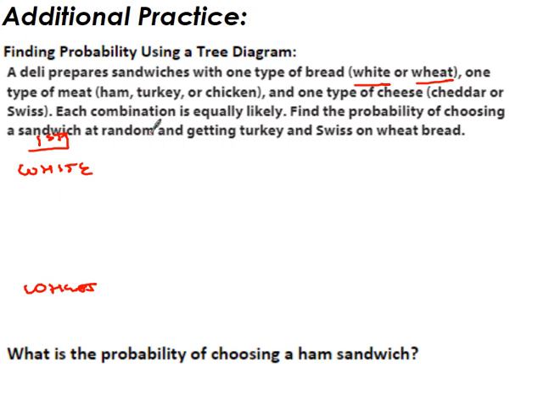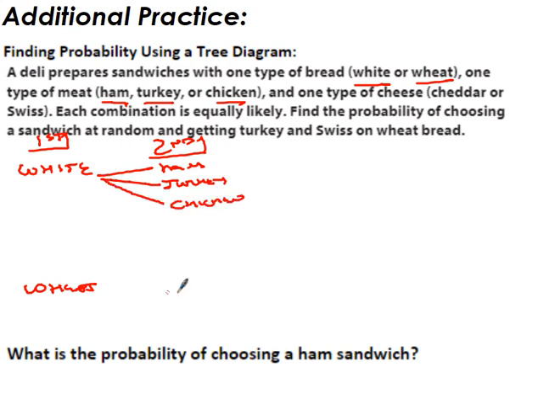And then you also get one type of meat. So my second choice that I have to make is the type of meat. I can have ham, turkey, or chicken. So I have 3 possible combinations on white bread. I could have white bread with ham. I could have white bread with turkey. Or I could have white bread with chicken. I also have those same 3 possible combinations with wheat. I could have wheat bread with ham, wheat bread with turkey, wheat bread with chicken.